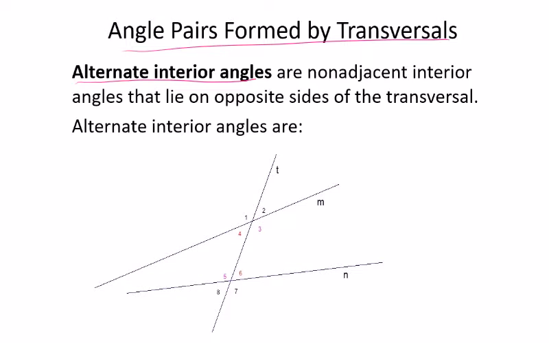Alternate interior angles are non-adjacent, so they're not next to each other, they don't share a side. They are interior angles that lie on opposite sides of the transversal. One set of alternate interior would be 3 and 5. So angle 3 and angle 5 are alternate interior. Can you see the other set of alternate interior? Well done. 4 and 6. So angle 4 and angle 6 are also alternate interior.